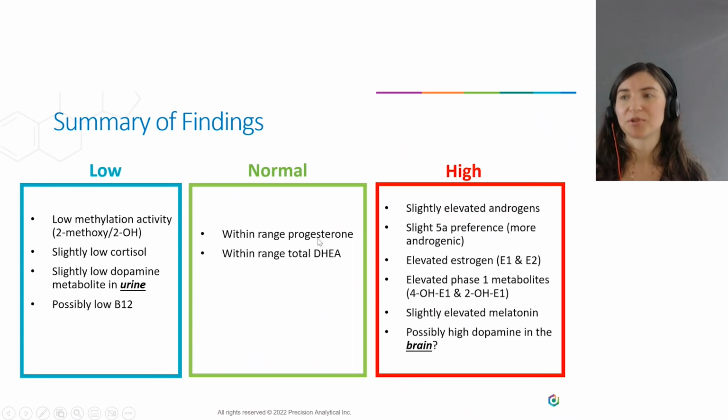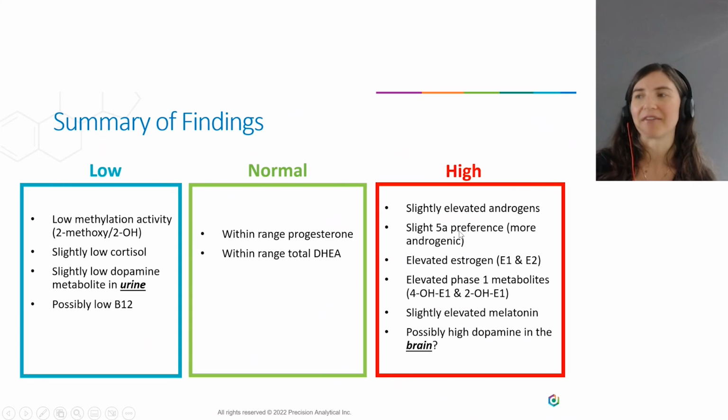Normal. Within range progesterone, her progesterone looked great. Within range total DHEA, her DHEA looked great. She did have a few high findings. Remember, her androgens were on the high side. She had that 5 alpha preference, high estrogens, the high phase 1 metabolites, the 4-OH and the 2-OH. Her melatonin was a little on the high side. Yeah, maybe that high dopamine in her body.